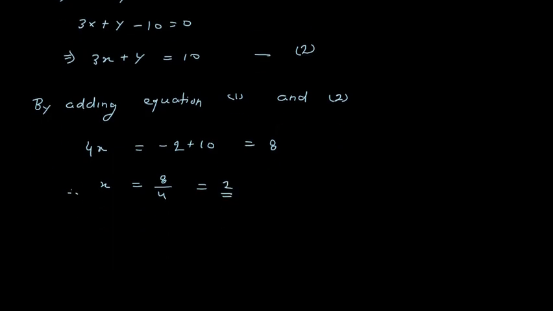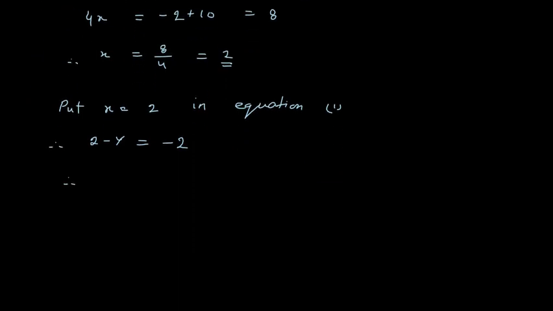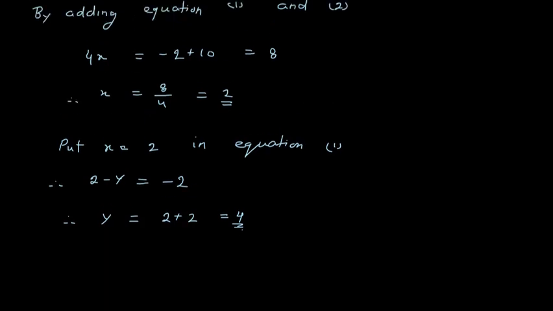Now I will put this value of x in any of the equation 1 or 2. So I will put x is equal to 2 in equation 1. So I will get 2 minus y is equal to minus 2. Therefore here I will get y equal to 2 plus 2. This minus y will go on the right hand side and this minus 2 will come on the left hand side. So it will become 2 plus 2, and this 2 plus 2 is 4. So y is equal to 4.